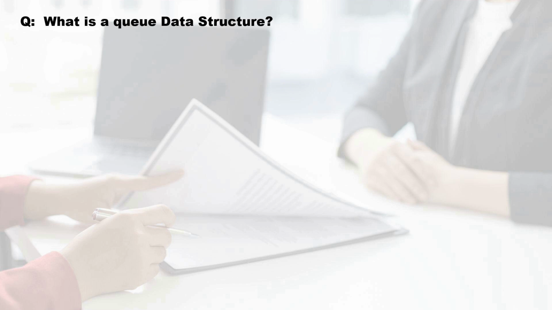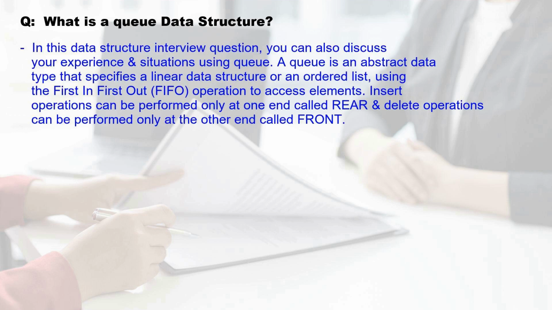What is a queue data structure? In this data structure interview question, you can also discuss your experience and situations using queue. A queue is an abstract data type that specifies a linear data structure or an ordered list, using the first in first out, FIFO, operation to access elements. Insert operations can be performed only at one end, called rear, and delete operations can be performed only at the other end, called front.